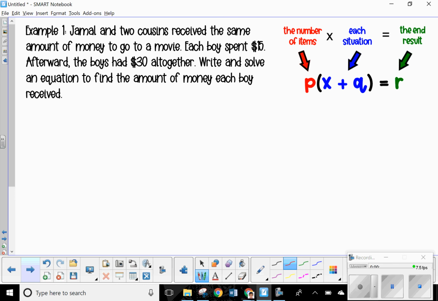Here's example 1. Jamal and two cousins received the same amount of money to go to a movie. Each boy spent $15. Afterward, the boys had $30 altogether. Write and solve an equation to find the amount of money each boy received. Our first step is to create a variable of something that's unknown. We don't know how much money each boy received. So we're going to call that M. M equals money each boy received.